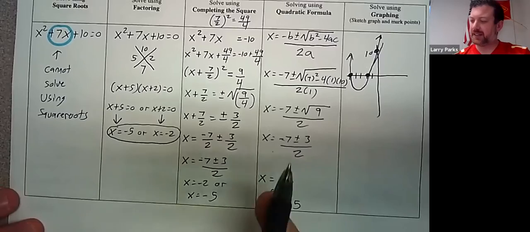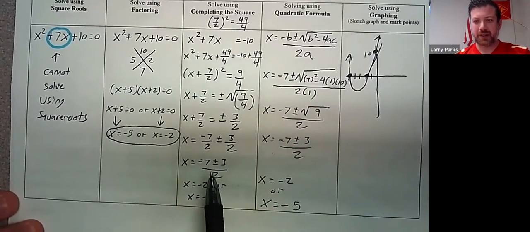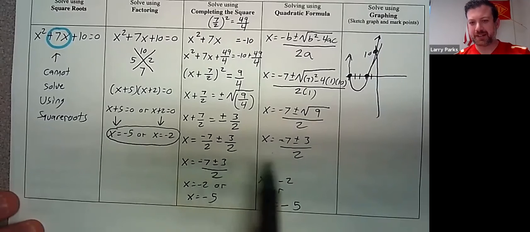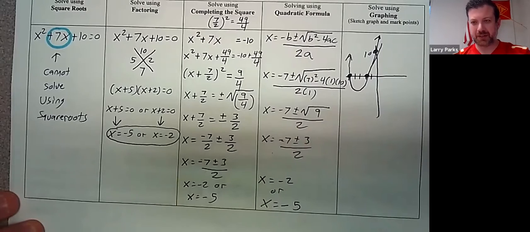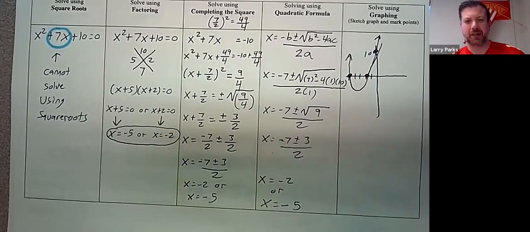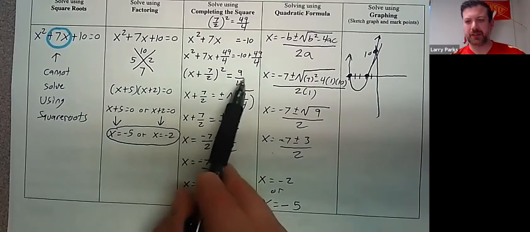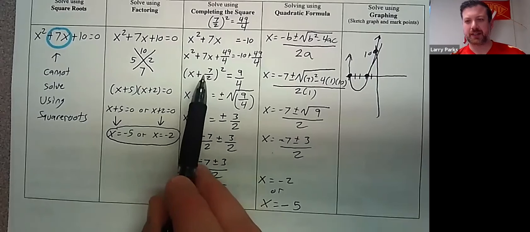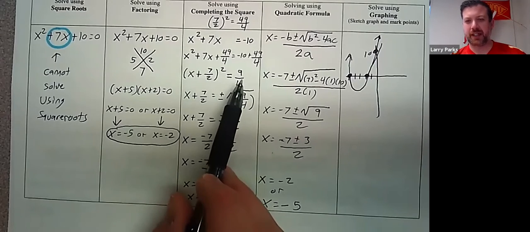Interesting fact, this formula comes from completing the square, and that's why we got the same exact fraction there. So that's where this formula came from: completing the square. The only thing it's really good for is at this step, this is what's called vertex form. And so the vertex would be -7/2, -9/4, which is kind of nice.